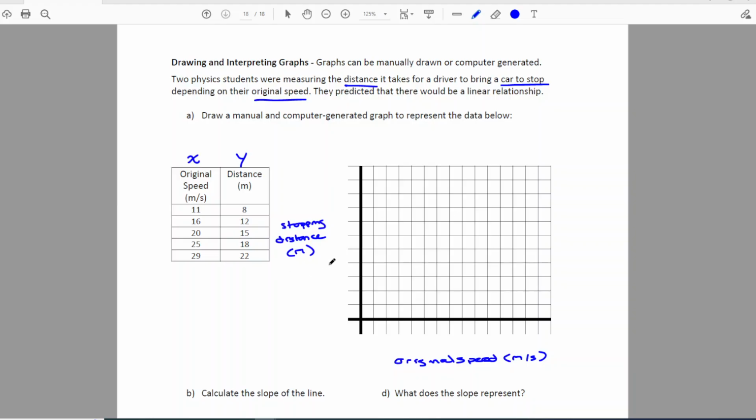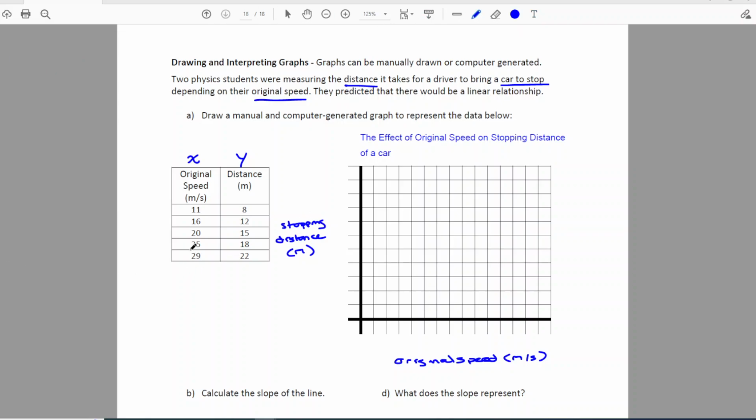Okay. Now, if I was going to do a title, I could do that now. It's the effect of the original speed on the stopping distance of a car. So actually, you know what? I'm going to keep typing. I type so much better than I print. The effect of original speed on stopping distance of a car.